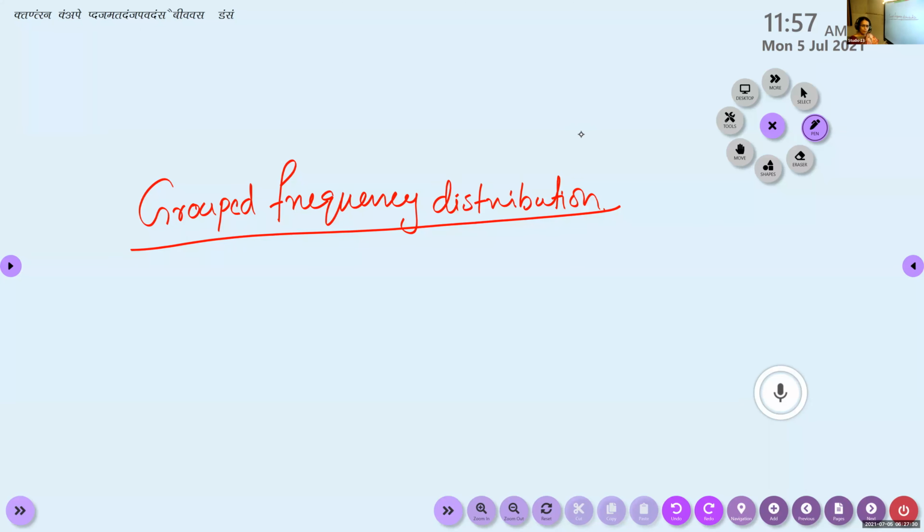Suppose we are going to prepare a discrete frequency distribution according to this question. What is the least mark? It is 10, and the highest mark is 50. So from 10 to 50, in between there are so many marks. You have to write all these marks in the first column, then put tally marks, then frequency. So it is very difficult to write. The table will be so lengthy.